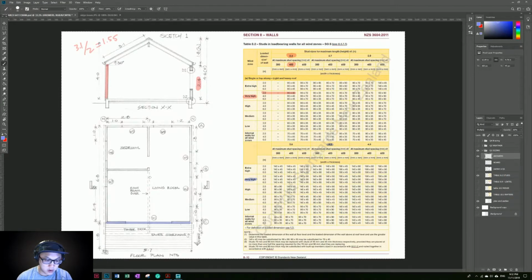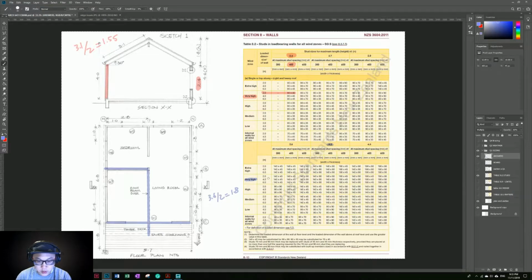It's carrying mainly the ridge beam here. So that's the ridge beam, and that ridge beam is actually carried by that wall there and this wall here. So the loaded dimension of that beam will be half. It'll be 3.6 divided by 2 equals 1.8. So that's our loaded dimension.